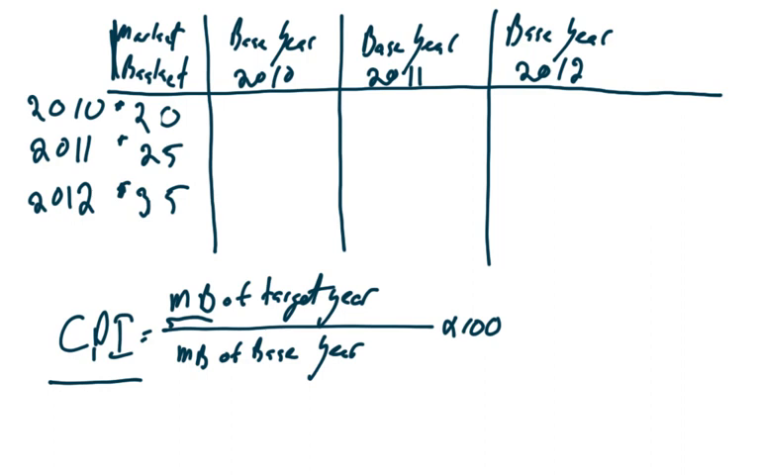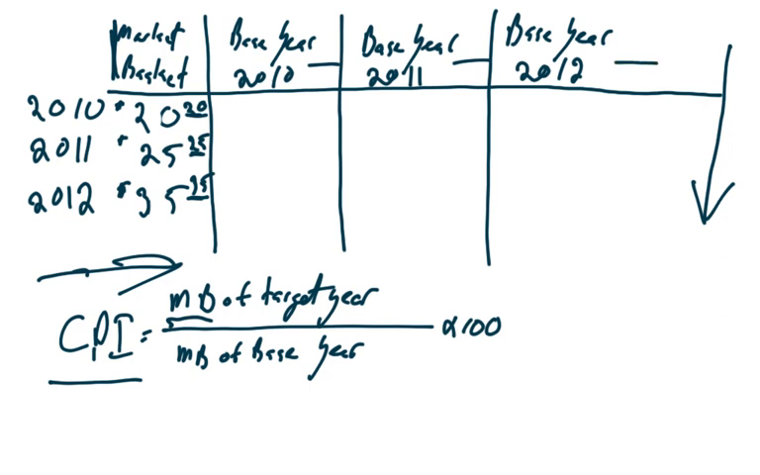Now, as far as how do we plug these numbers into the formula to make sense of this? All right. So anytime we're working our way across these rows, whatever number is in the market basket, that is going to be the target year. So that's going to be our numerator as we work our way across these rows. If, however, we're working our way down the column, then that needs to be the denominator for that year.